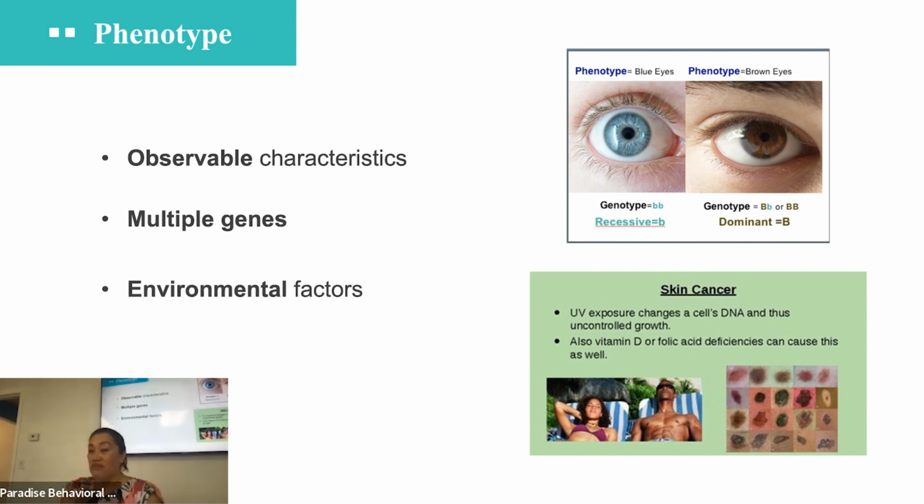We also have to think about environmental factors. This is a study called epigenetics. An example of it is skin cancer. UV rays activate the skin cancer gene. What it does, it stops the growth of the skin cancer.